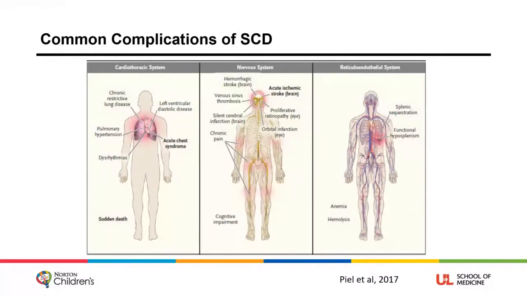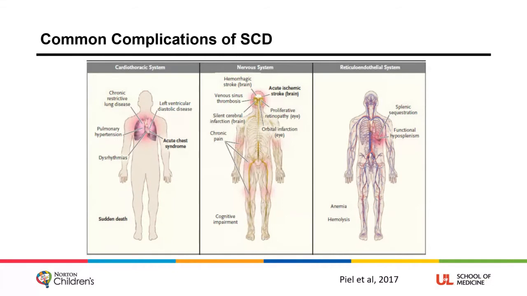Silent cerebral infarcts occur in about 27% of patients by age 6, and in about 30% of patients by age 14. The prevalence of silent cerebral infarcts in adults is much less well defined, but it's likely that progressive injury occurs as the patient ages. Cognitive impairment is much more likely in patients with sickle cell disease as well, about 5 to 9 times as likely.